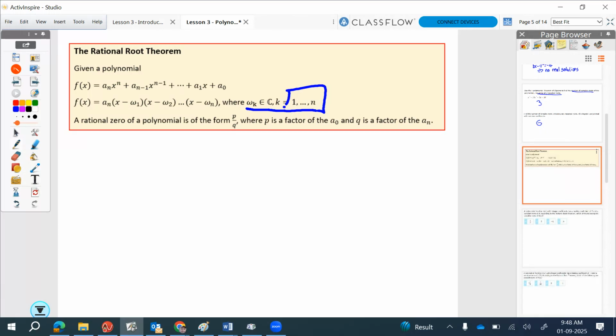So far, what I'm reading there is information that we've seen on the last two, because this last sentence we have to read carefully for the rational root theorem. So a rational zero. So what is a rational zero?